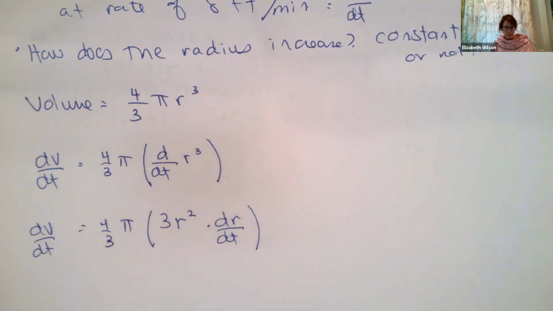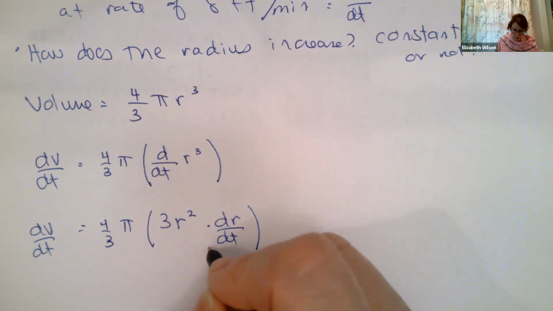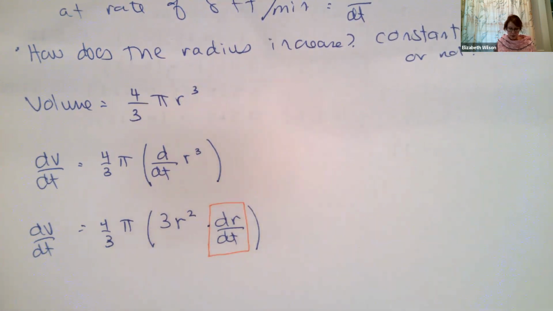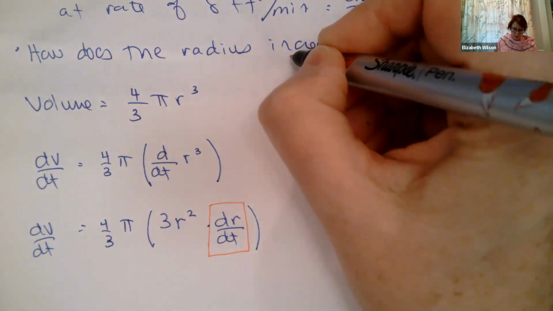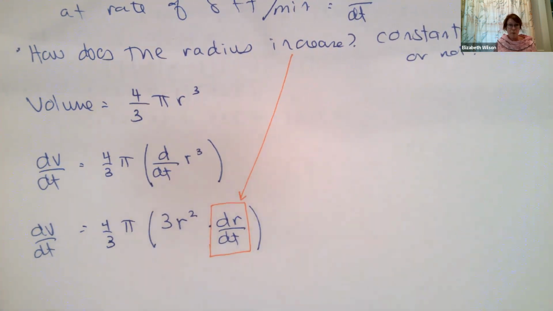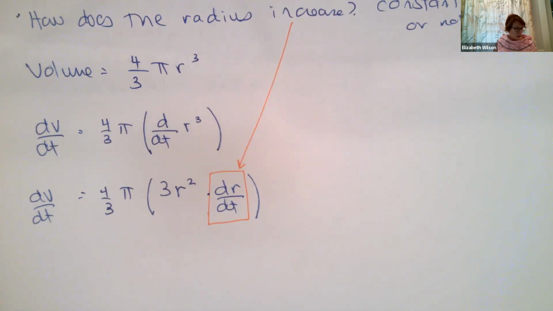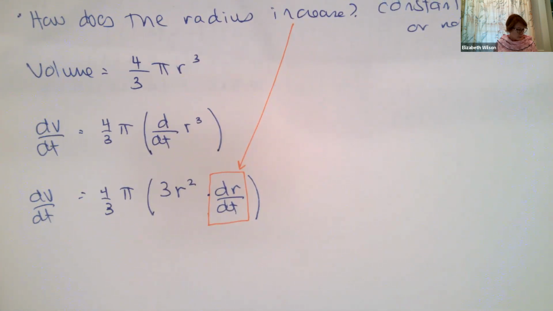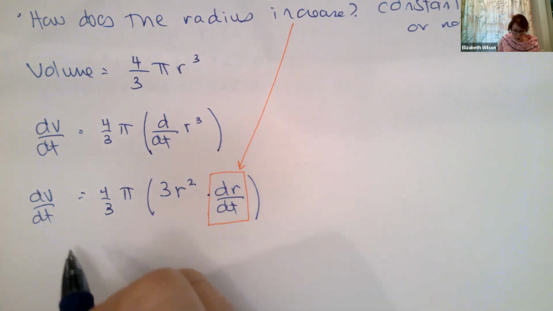Right, so let's put a little red bracket around the dr dt. That's what we want: the change in radius over time, because how does the radius increase? This is what we're looking for, dr dt. I was given some things. Were we given a radius? Oh, we weren't. Okay, so let's plug in what we know.